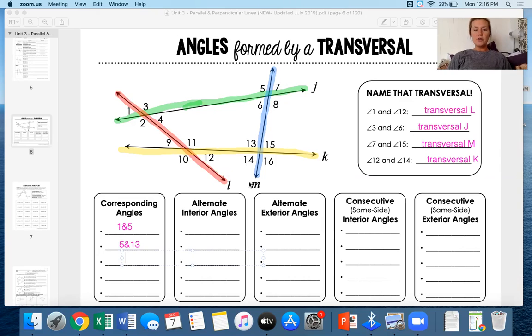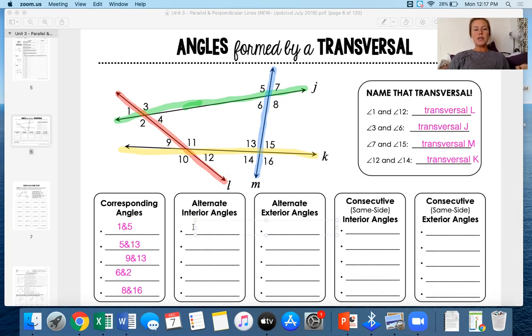On the yellow transversal, 9 and which one would be corresponding with it? On the yellow transversal, 9 and 13, that's beautiful. On the green transversal, how about 6? Which one goes with 6 on the green transversal? 2. Love it, perfect. How about 8 on the blue transversal? Which one goes with 8 on the blue transversal? Wonderful, great job guys. Okay, I think we're getting what I'm wanting to do here.